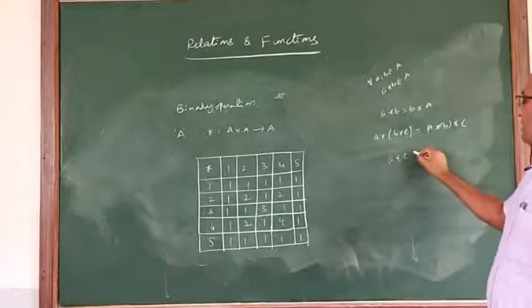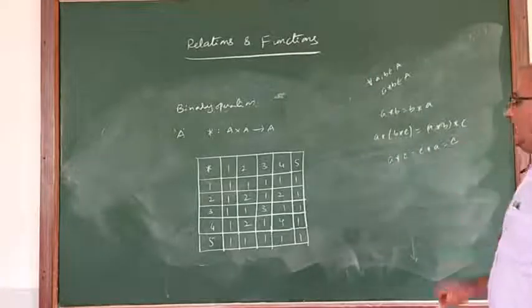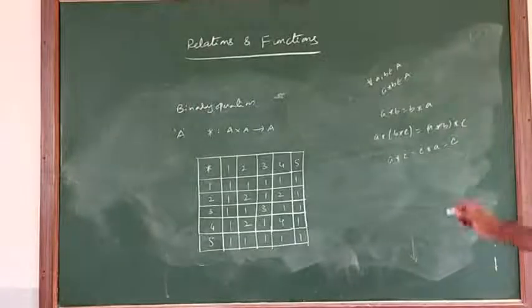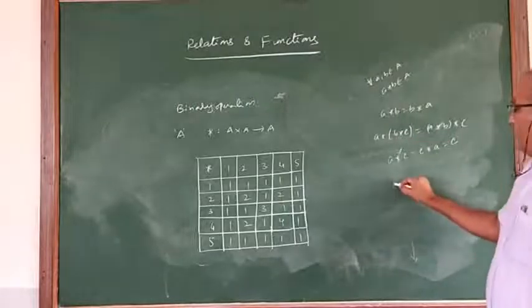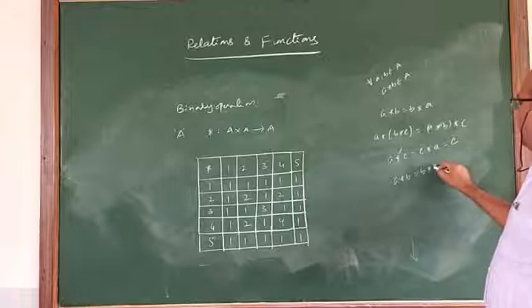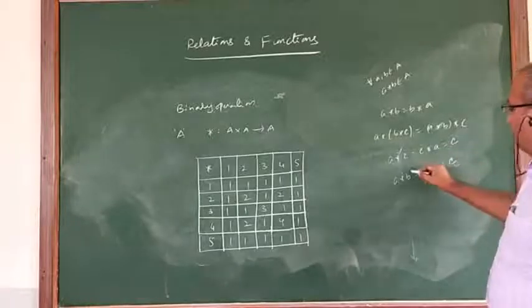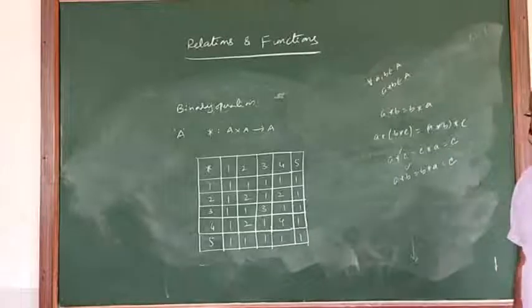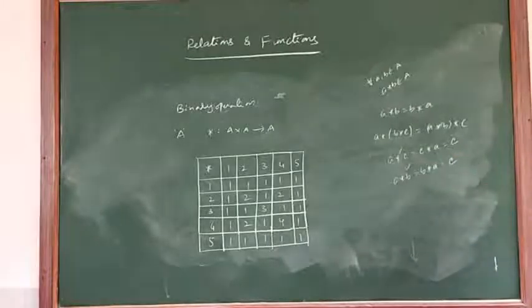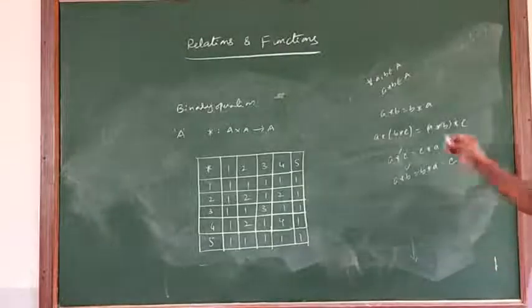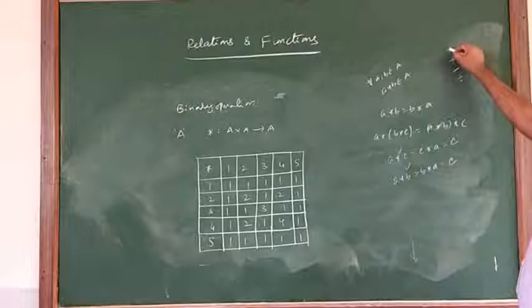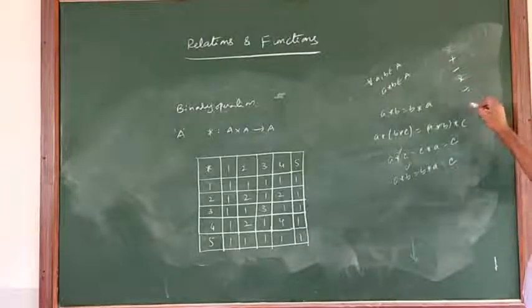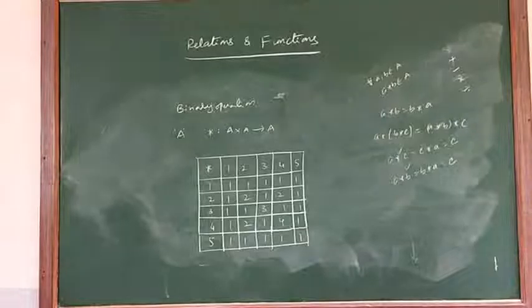If a star e equals e star a equals a, then e is said to be the identity in the set A with respect to this operation star. If a star b equals b star a equals e, then b is said to be the inverse of a with respect to this binary operation star. The idea behind binary operation is that we generally have plus, minus, division and multiplication, the fundamental operations that we have studied from our childhood.